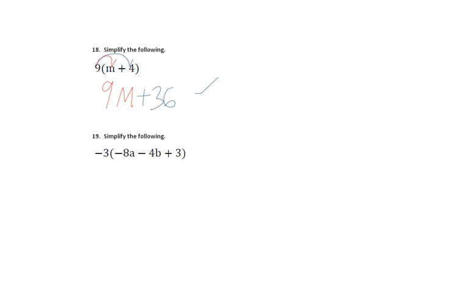Question 19 works the same way. It's just more numbers. Negative 3 times negative 8 is positive 24a. Negative 3 times negative 4 is positive 12b. Negative 3 times positive 3 is negative 9. And that's it.